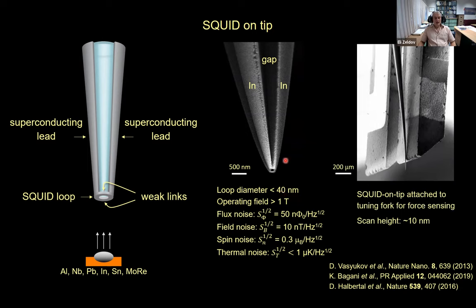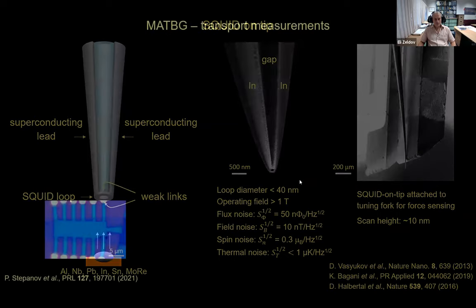In order not to crash into the sample, we attach this SQUID on tip to a quartz tuning fork, which has a sharp resonance at about 30 kilohertz. And we monitor the change in this resonant frequency as we approach the surface, which is essentially force sensing, like you do in atomic force microscopy, which allows us to scan at a height of a few tens of nanometers above the surface.